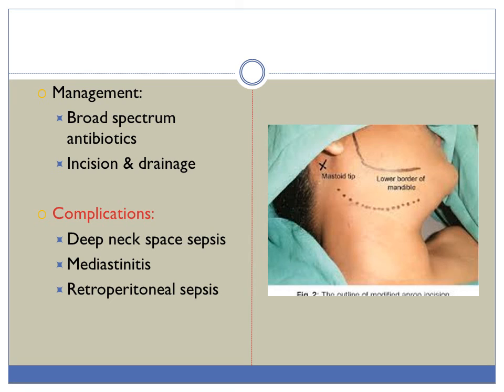The management is similar to quinsy and retropharyngeal abscess, where the patient needs to be hospitalized, started on IV fluids. Patient requires broad spectrum antibiotics and incision and drainage of the abscess. This may complicate into deep neck space sepsis, mediastinitis, or retroperitoneal sepsis if the abscess is not drained immediately.